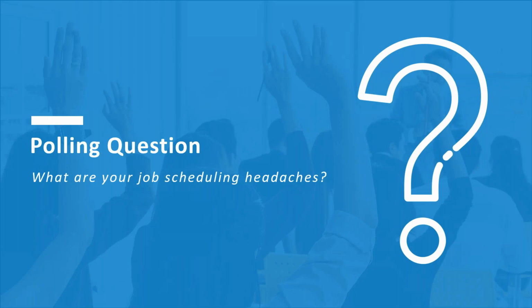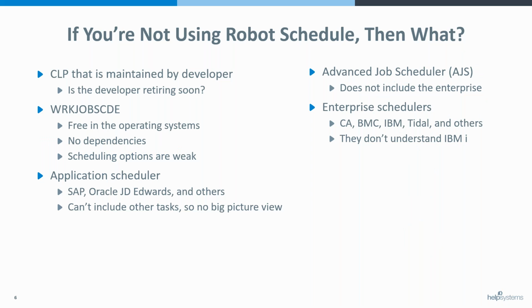Let's move on to, if you're not using Robot Schedule, then what are you doing? So we just hit on some of these. CLP, you have a CLP or control language program or a script, depending upon where you came from, that is maintained by your developer. And then now you're all of a sudden worried because that developer who knows that script is about to retire or going to another place. You're using Work Job Schedule Entry. It's free, it's in the operating system. It wasn't always in the operating system, Chuck, but there's some problems with it. There's no dependencies, scheduling options are weak. It is very limited. And it doesn't have the reporting, the auditing, we can go on and on and on.